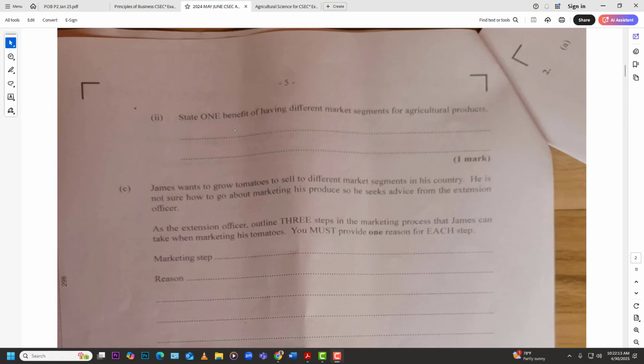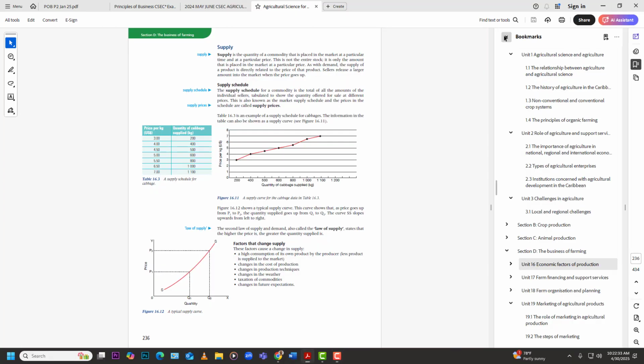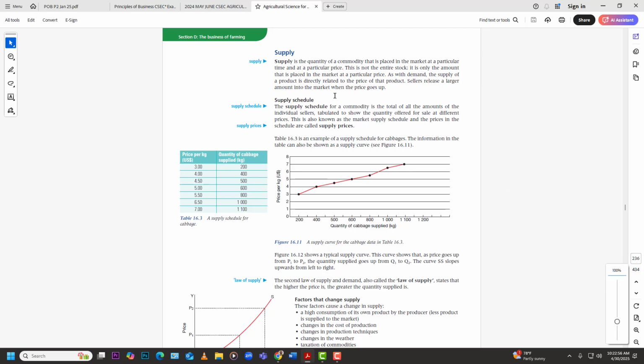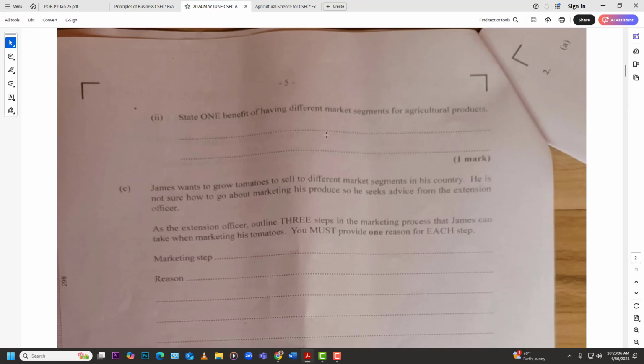All right, state. Just for you guys to see, jump to the textbook. We say here, supply is a quantity of a commodity that is placed in the market at a particular time and at a particular price. This is not the entire stock. It is only the amount that is placed in the market at a particular price. And the supply of a product is directly related to the price of the product. Sellers release a larger amount into the market when the price goes up. So it's all about the price being good in that market.